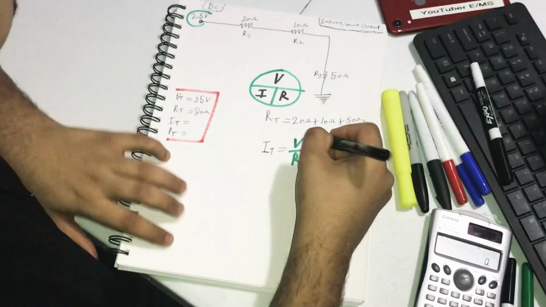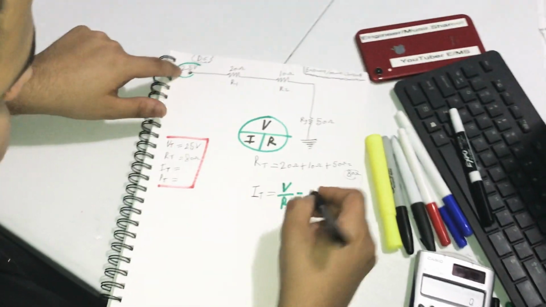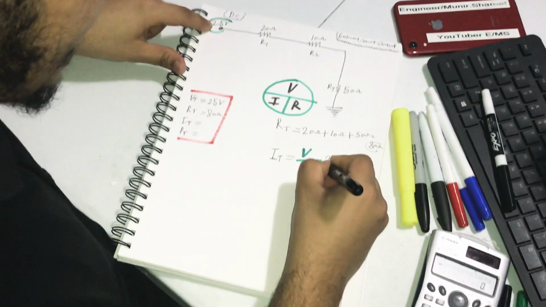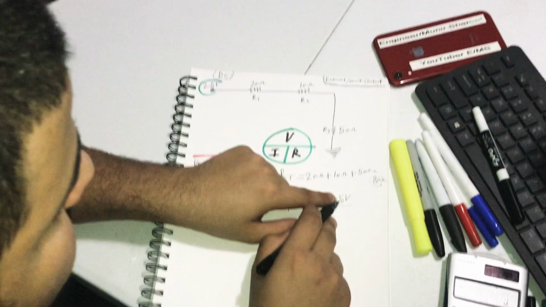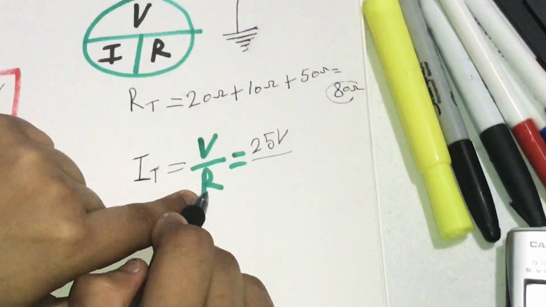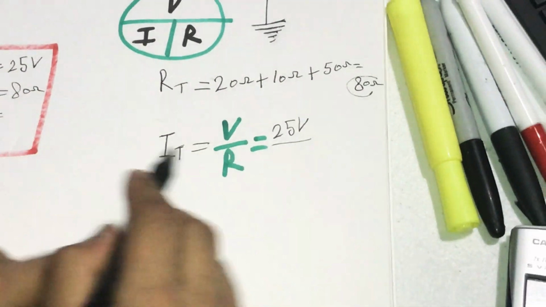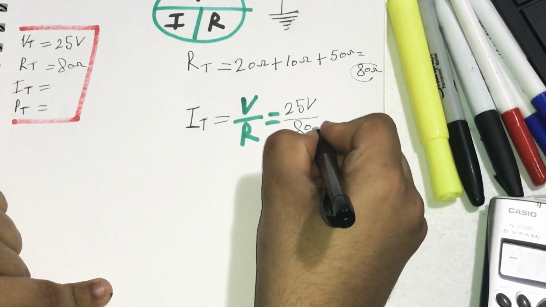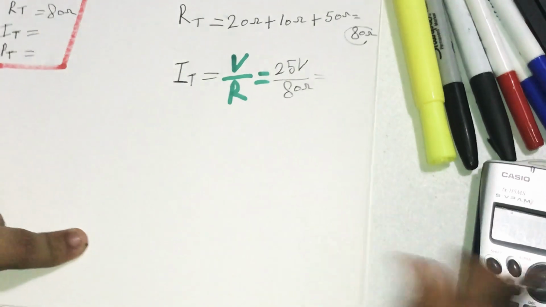That's the formula. You're not going to get confused. The volts? 25. Easy. 25 volts divided by, you're going to divide it by what? The resistance. What's the total resistance we have? 80. You're going to put 80 ohms.